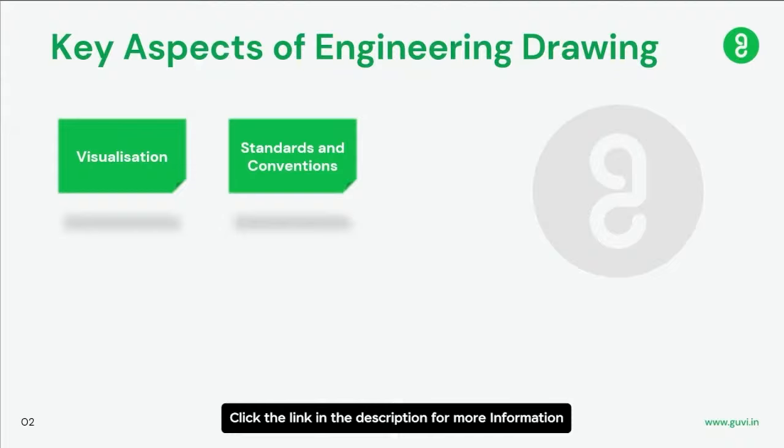The third is geometric representation. In engineering drawing, we use various geometric representations like lines, arcs, circles, and polygons to represent different features of the object. Lines of different types, for example solid, dashed, or dotted, are used to denote different types of edges or surfaces.